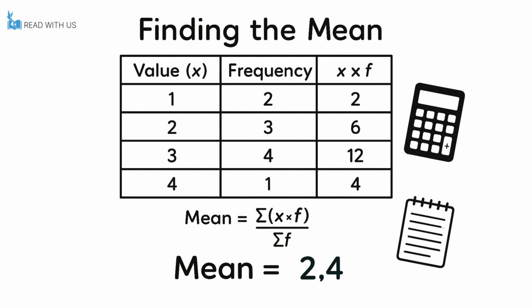To find the mean from a frequency table, we multiply each value by its frequency, then find the total and divide it by the total frequency. So we calculate 1 times 2 plus 2 times 3 plus 3 times 4 plus 4 times 1 equals 24. The total frequency equals 2 plus 3 plus 4 plus 1 equals 10. Then divide 24 by 10, mean equals 2.4. So the mean number of books read is 2.4.